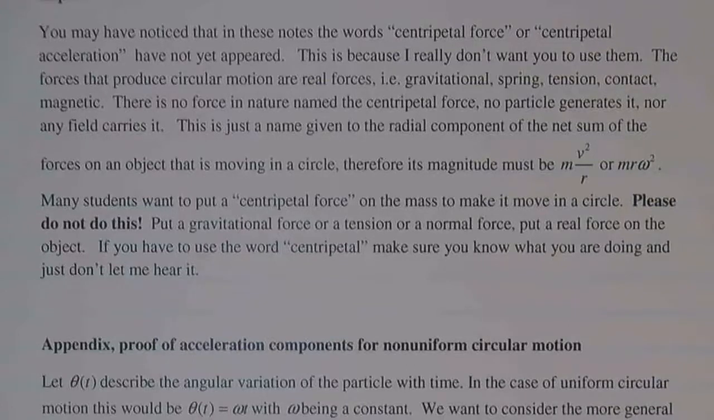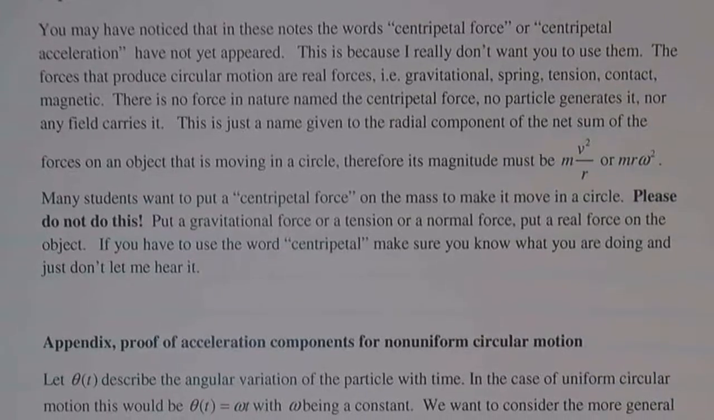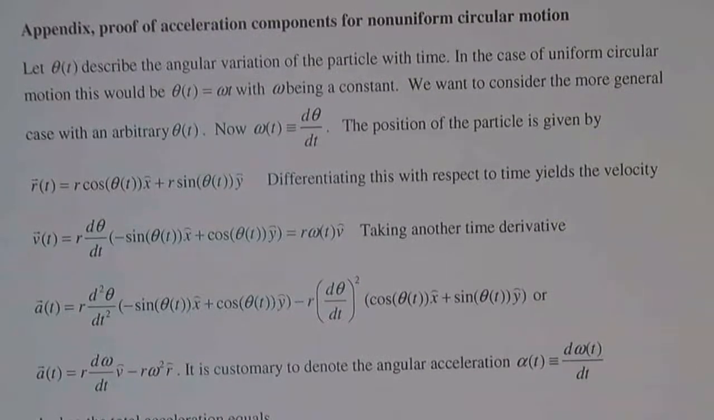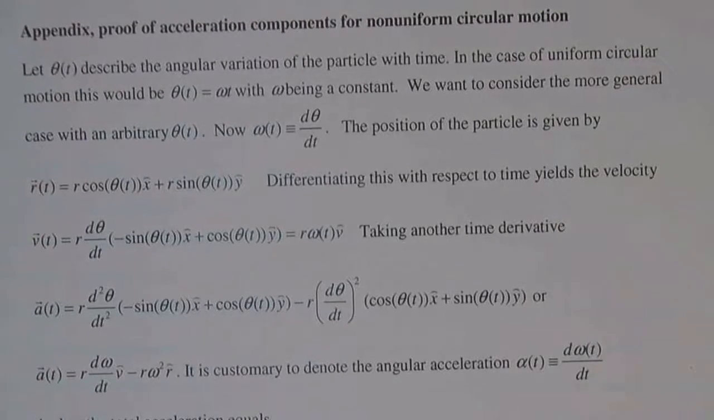Don't do it. It's best if you just lose the idea of centripetal force and just deal with real forces. Gravity, tension, whatever. Just deal with real forces. All right. The last thing I do in my notes is I prove that for non-uniform circular motion, the radially inward component of it has the magnitude that I've been telling you about.